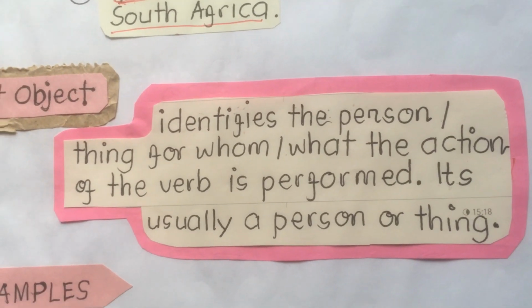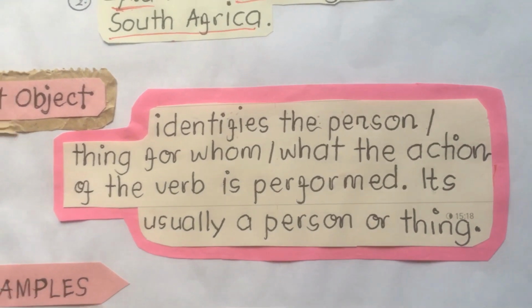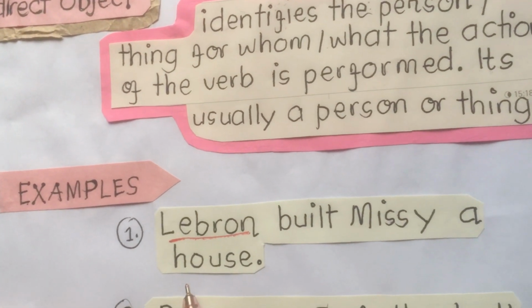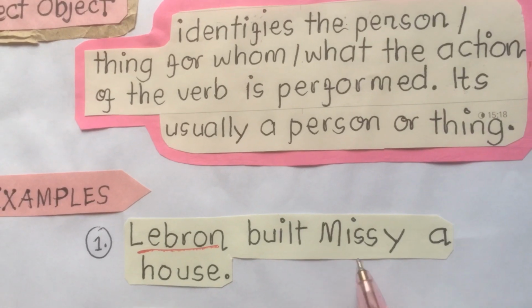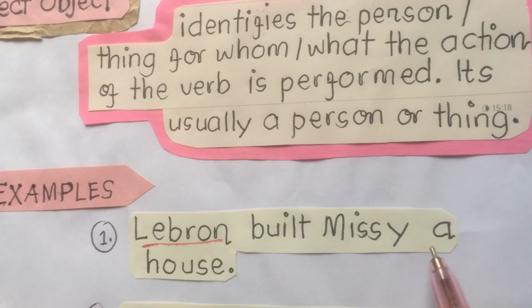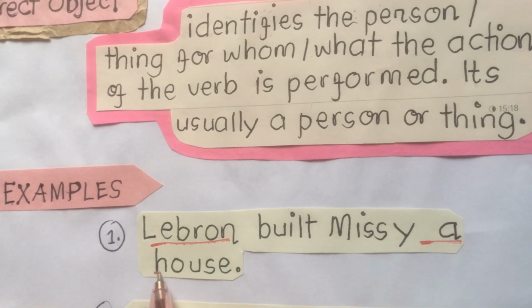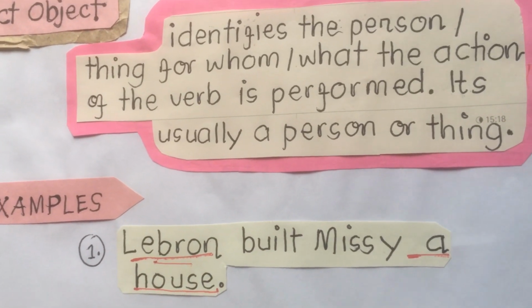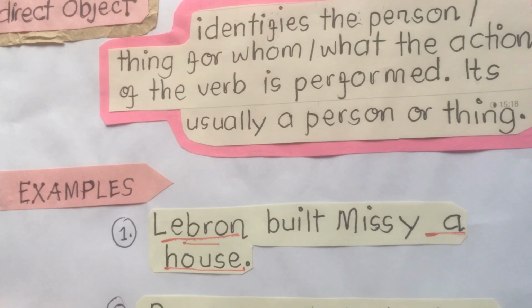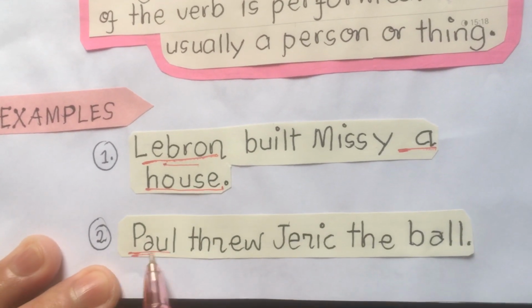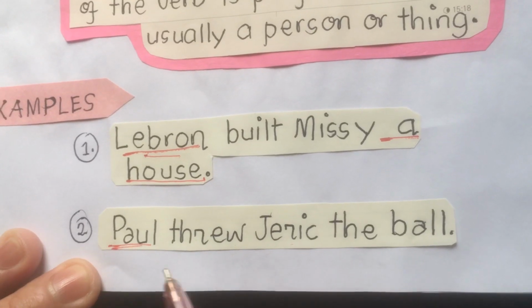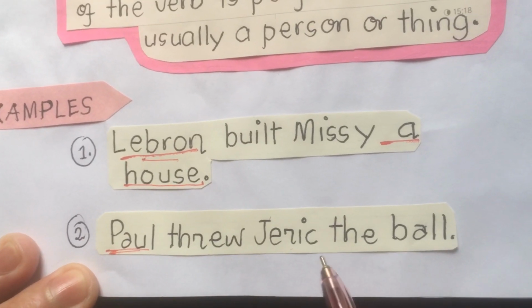So for examples, let's check our examples. LeBron built Missy a house. Who built Missy a house? It's LeBron, right? Okay. Two, Paul threw Jerick the ball. Who threw Jerick the ball? It's Paul, okay?